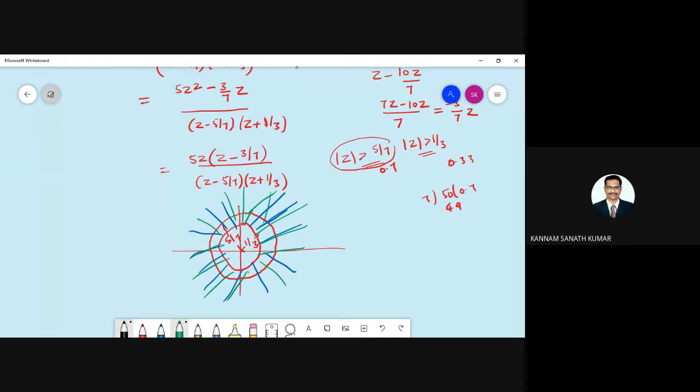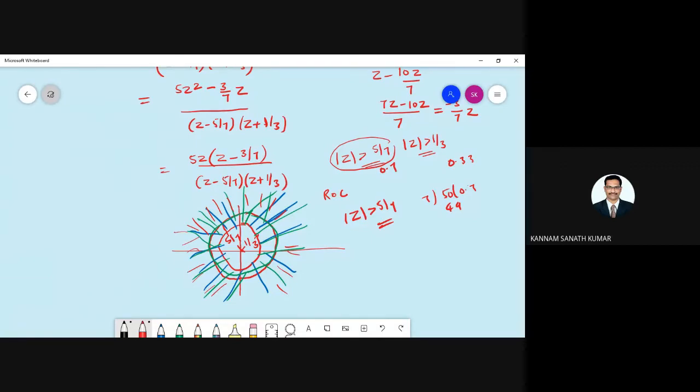So if you combine both of them, what is the common area? The common area is this one. So for this one you can write the ROC as mod z greater than 5 by 7. You should take the common area, which satisfies mod z greater than 5 by 7. In that ROC, mod z greater than 1 by 3 is covered and mod z greater than 5 by 7 is covered. So that is the common ROC for the given signal.